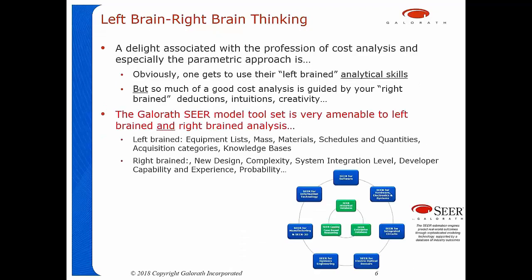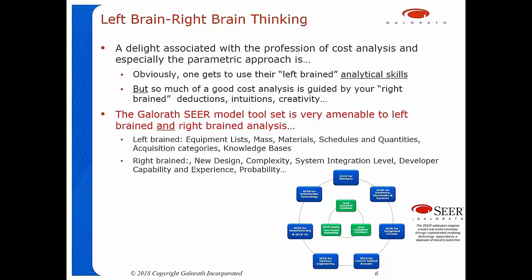One of the things that delighted me from the very beginning about cost analysis was right away I noticed that in cost analysis you get to use both sides of your brain, especially in parametrics. Now, obviously, cost analysis of any kind requires a lot of left brain analytical work. But so much of a good cost analysis is guided by your right brain, which allows you to make leaps of deductions and use your intuition and creativity. So what could be better?